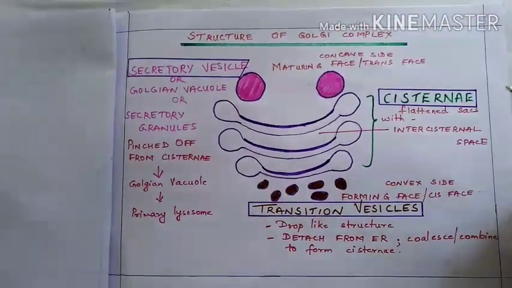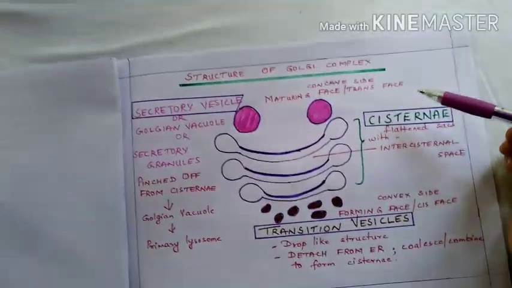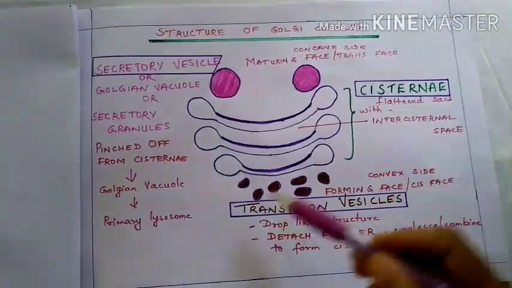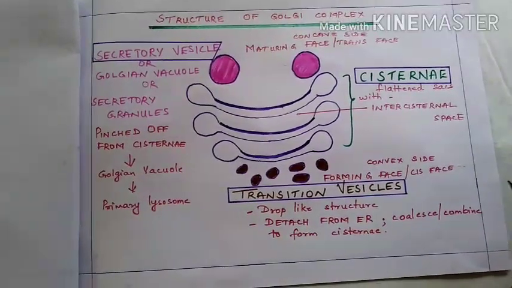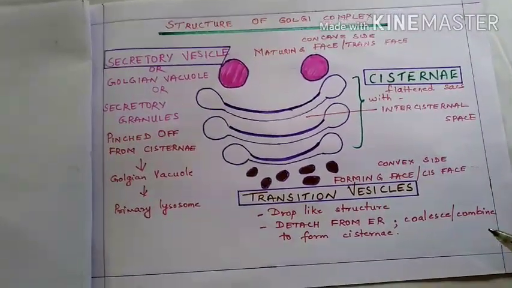There are two sides for the Golgi complex. One is referred to as the concave side, also called the maturing phase or the trans phase. And the other is the convex side, also called the forming phase or the cis phase.